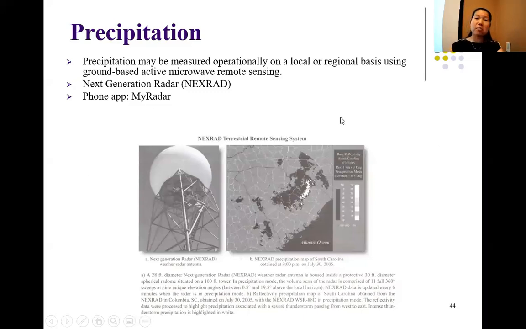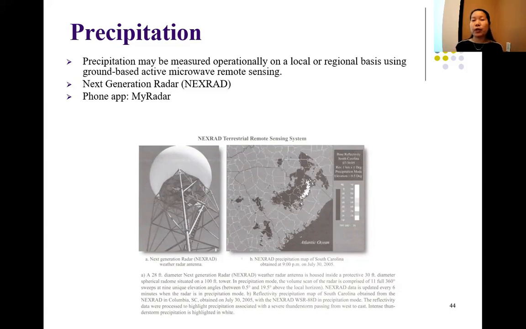So precipitation may be measured operationally on a local or regional basis using ground-based active microwave remote sensing. So notice here, the sensor that they use to monitor that is microwave remote sensing. So a lot of time when we look at this application in different areas, let's pay attention to what kind of spectral bands that they pick. In this case, it's a microwave.